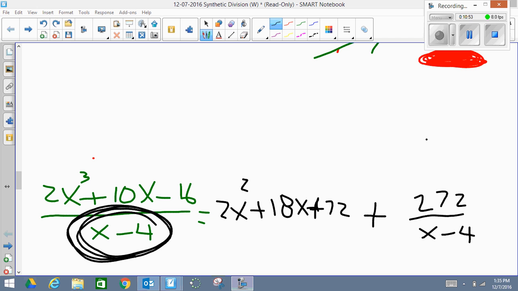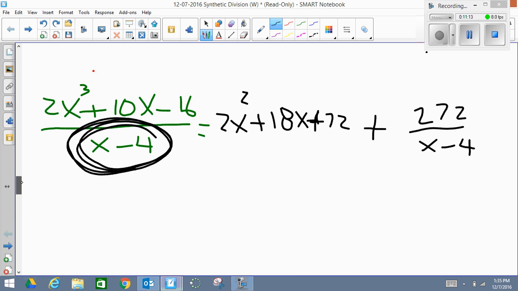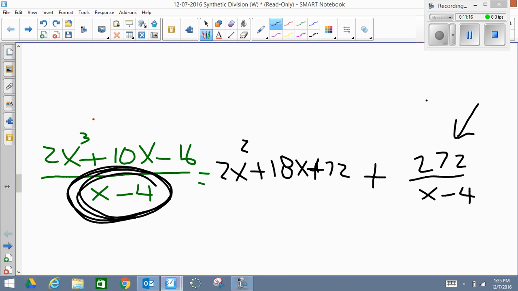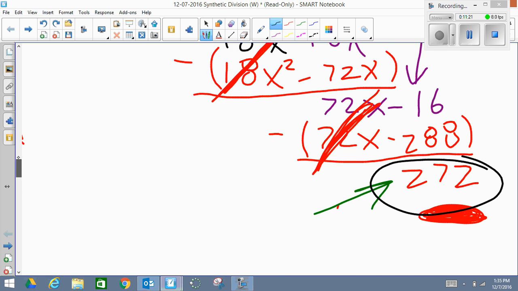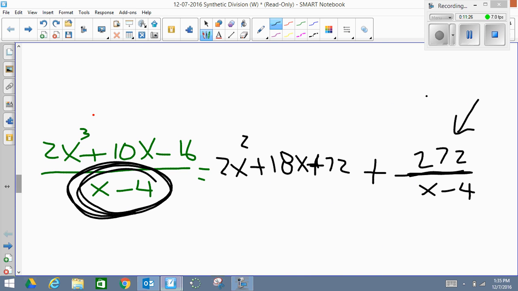So this is my answer now. Again, 2x cubed plus 10x minus 16 over x minus 4. And then you got 2x squared, which was your answer, plus 18x plus 72. And then the way you write your remainder is plus 272 over whatever you're dividing by, which is x minus 4, and that's your remainder. So this is the proper way to write the full answer. Okay?